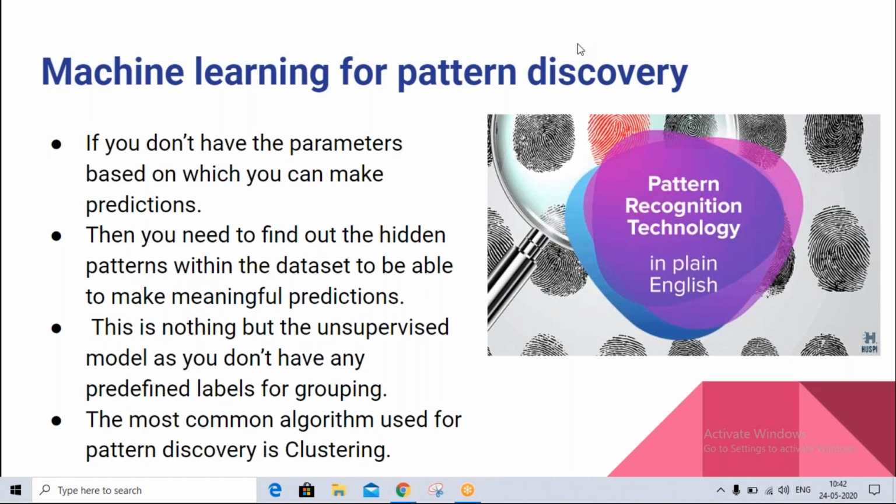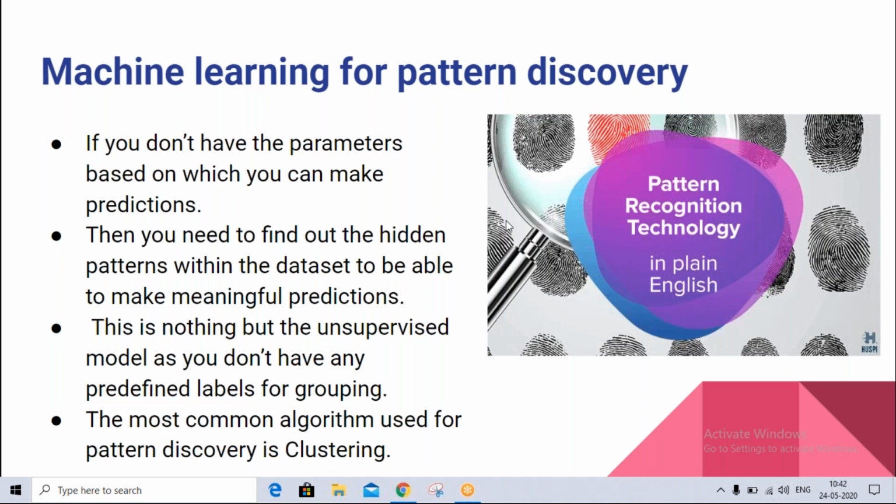But if I don't have a feature, if I really don't know what is affecting the final outcome, in that case what exactly will I be doing? When I'm trying to figure out the pattern but I don't really know what the features are, based on which I should be predicting the patterns, then you need to find the hidden patterns in the data set. We'll then be able to make meaningful predictions, and this is nothing but unsupervised learning. So this is the part of unsupervised learning.